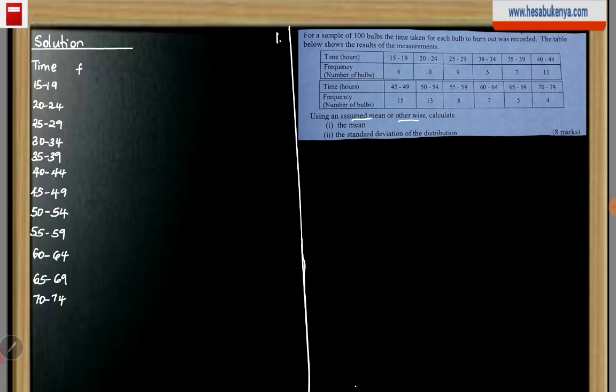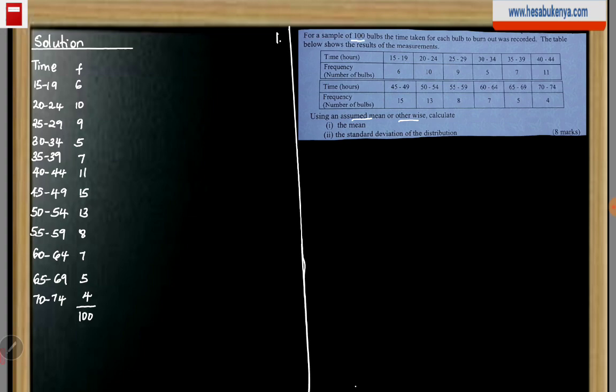So still from the table given, we have the frequency as 6, 10, 9, 5, 7, 11, 15, 13, 8, 7, 5, 4. Then we can get the total of the frequency. If we add all the values along the frequency, we will get 100. We had also been told that the bulbs were 100.